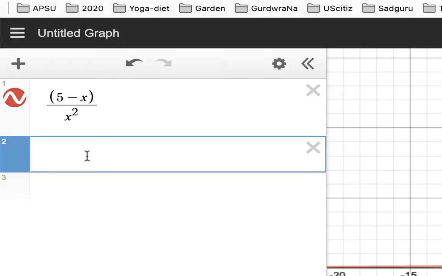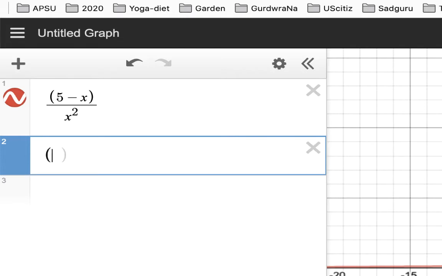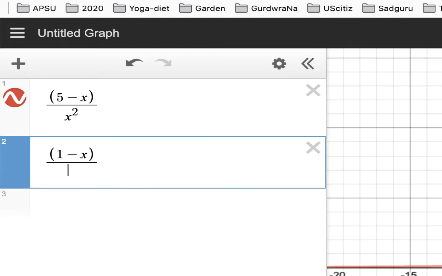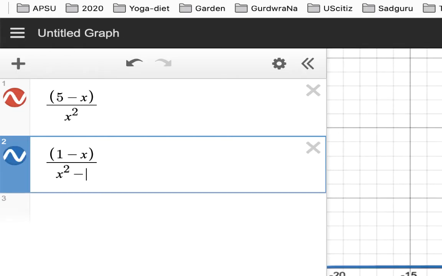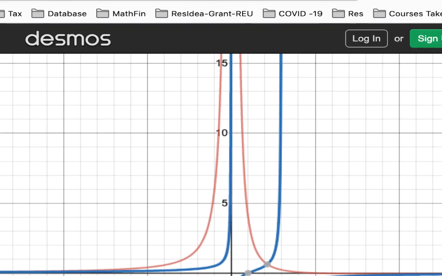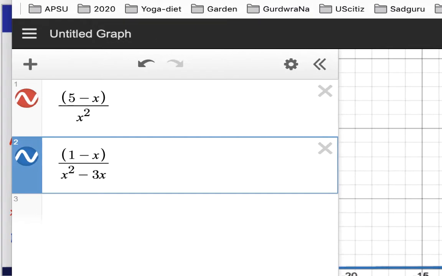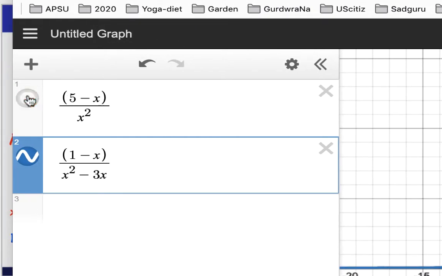When you click it here, I'm going to write down the function, which is given to be 1 minus x divided by x squared minus 3x. Okay, now notice, these 2 are highlighted, so you will have the same graph on both of them, and we don't want that to happen. So what we normally do is we click on the first, and that way the graph is not showing for the first one, but the second one is executed, and that's what we want to see.